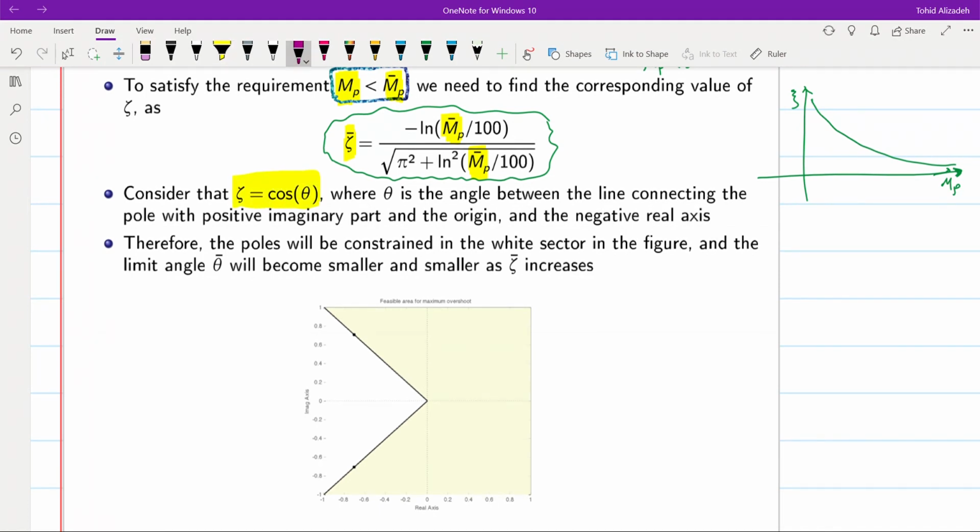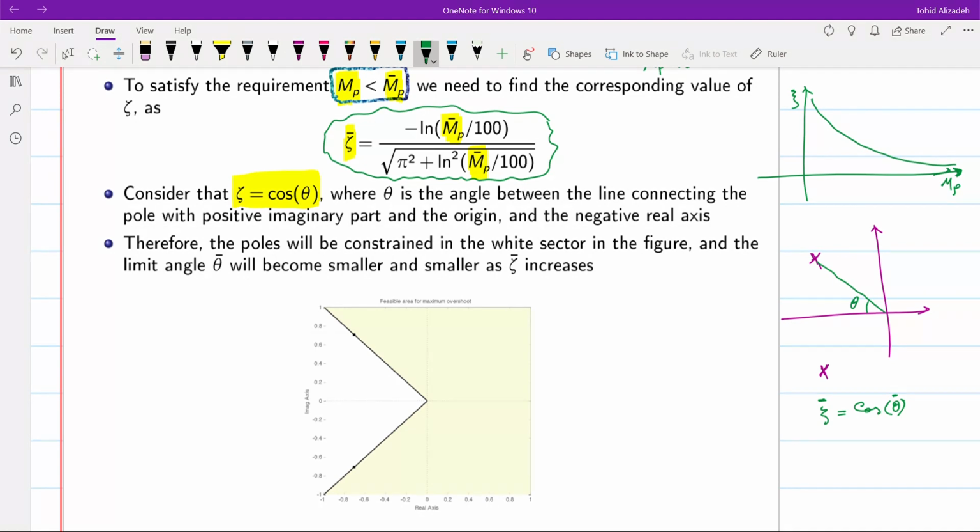If you remember, let me maybe show it to you again. If we have the two poles here and there as a second order undamped system, we had this angle theta, and that theta is related to the value of zeta, with zeta equal to cosine of theta. So if you find some value for zeta bar, we will find some value for theta bar.